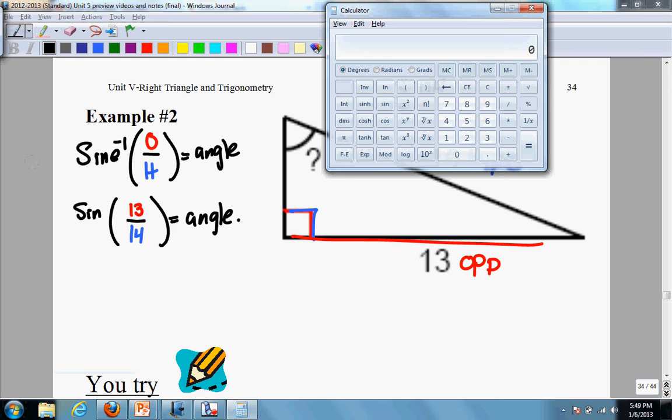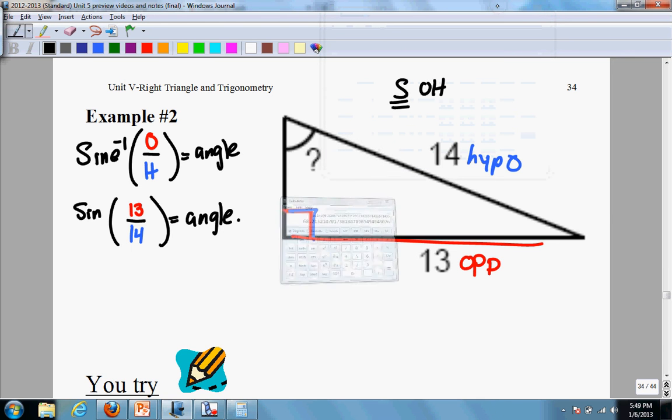On the computer calculator, I'm going to do 13 divided by 14. You get a decimal, and then to get the inverse, you hit that inverse button or second function button. So I'm going to hit inverse, sine, see that sine -1, and I get 68 degrees. So my angle here is going to be 68 degrees.